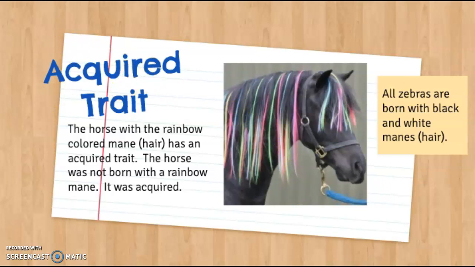All zebras are born with black and white mane or hair. That means they got the black and white mane from its parents. That is something that's inherited.